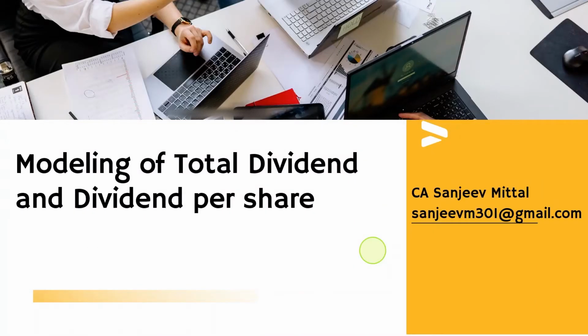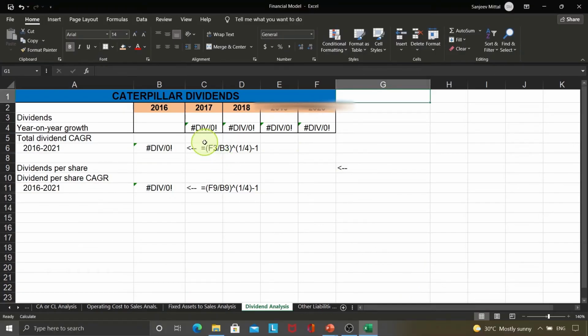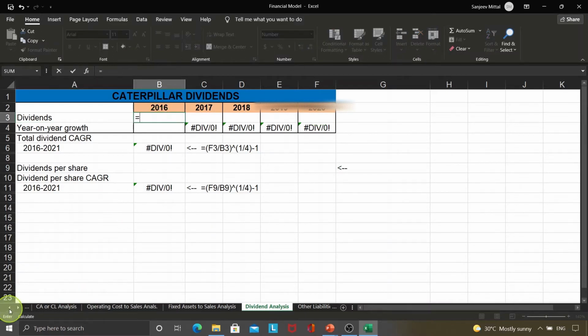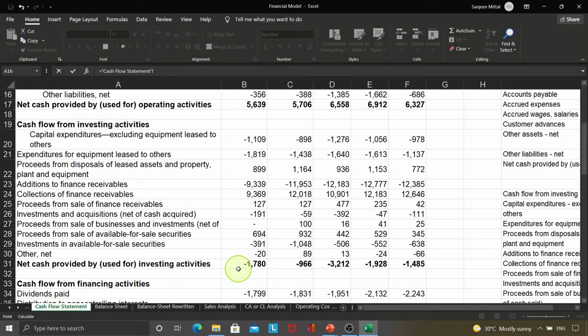Let's discuss the modeling of total dividend and dividend per share for all the previous 5 periods for Caterpillar Incorporation. For getting these details, let's come to our Excel sheet. On this Excel, I have written the dividends amount for year 2016 to 2020, and let's find the amount of dividend. As you know, the dividend can be found inside the cash flow statement. So inside the cash flow statement, you can see the amount of dividend is written.